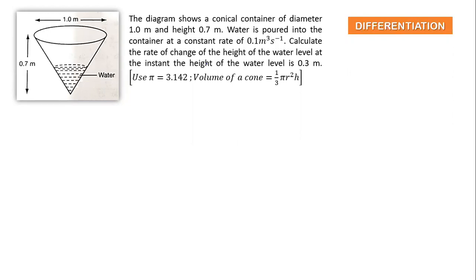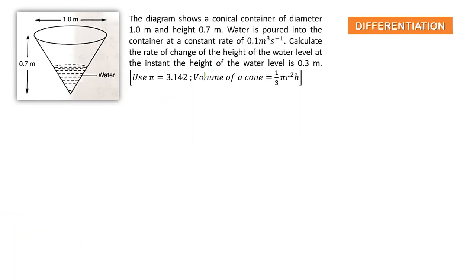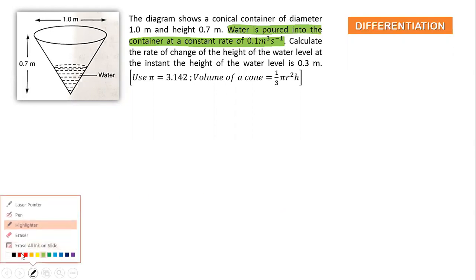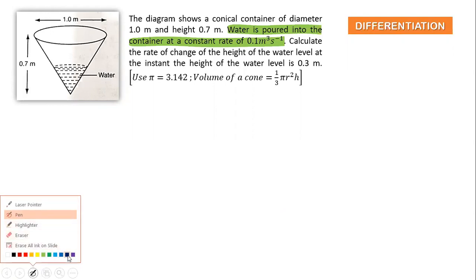Let me start slowly. I'm going to use the highlighter first to highlight the important information here. The first thing I understand is this second statement: the water is poured into the container at the constant rate of 0.1. Class, if you understand this, you already have one piece of information with you. Let me show you what it is.